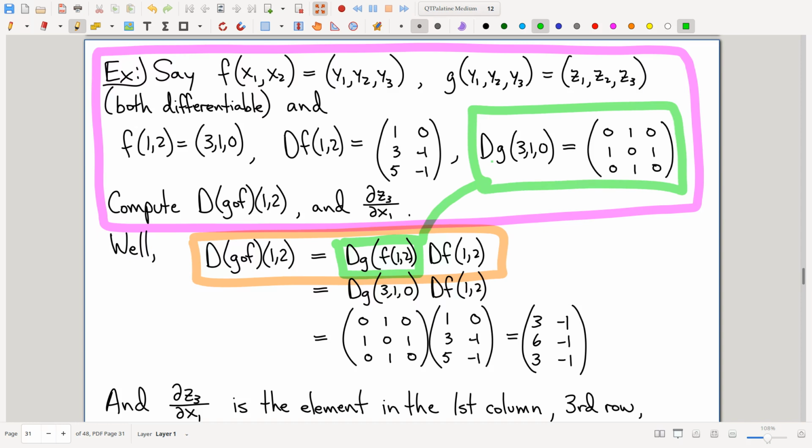I'm a little concerned at first glance that it doesn't look like it's at the point that I need it to be, but it is. It is evaluated at the right point because we are given that f of 1, 2 is 3, 1, 0. So that's why, for this example to work, I need to know this particular fact right there. Everybody on board?